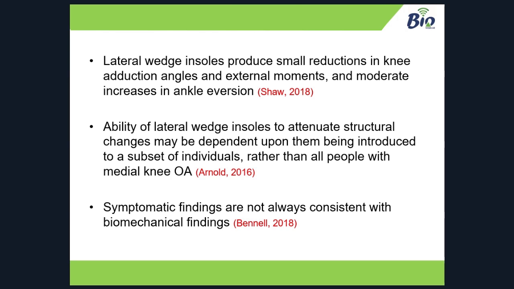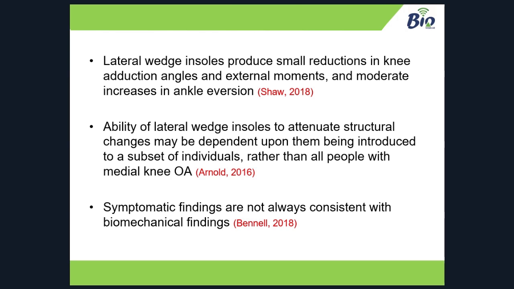suggests that the ability of lateral wedge insoles to attenuate structural changes may be dependent upon them being introduced to a subset of individuals rather than all people with medial knee OA. So what he's saying there is that it works for some people, but not others. What they do also say in that paper is that although if you did that, you'd be able to use it for a lot fewer people. If you think about the sheer number of people suffering with medial knee osteoarthritis, there's an awful lot of patients who could benefit from having a little bit of lateral posting put on an insole.